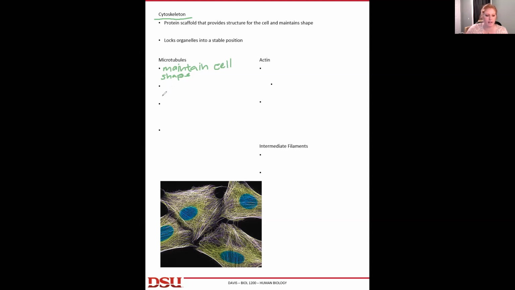Microtubules also provide kind of like a highway system for vesicles. And if you remember, vesicles are those pinched off parts of membrane that transport foods and liquids in and out of the cell. Okay. And microtubules are also extremely important in the process of cell division. When it comes to mitosis and meiosis, they're the ones that are going to actually pull chromosomes apart.